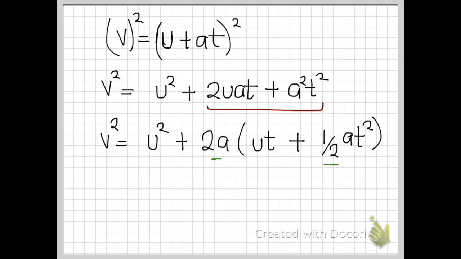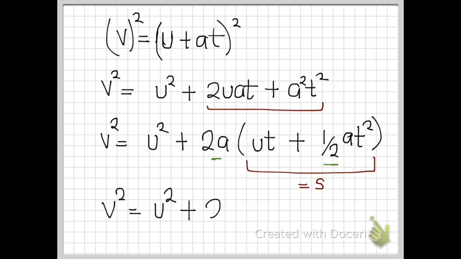And this is the same as s. So s is equal to ut plus half at squared. Then we can say v squared is equal to u squared plus 2as. So that's our third equation of motion.